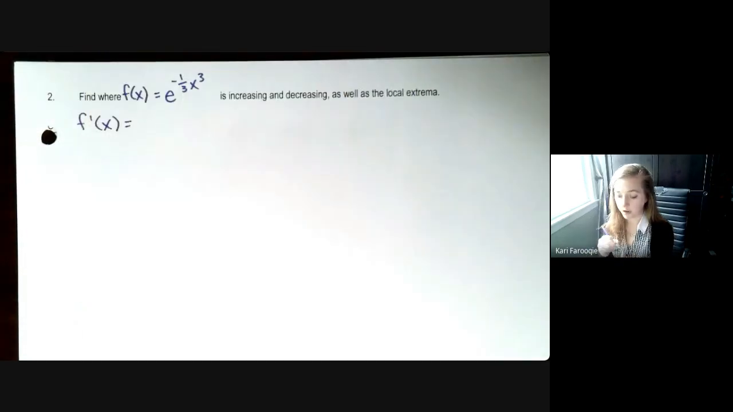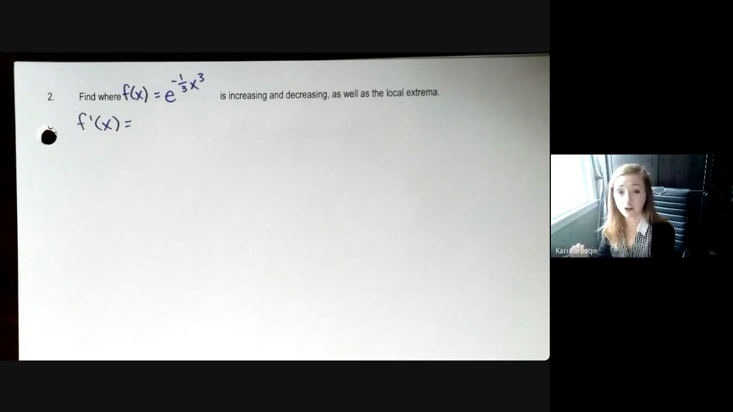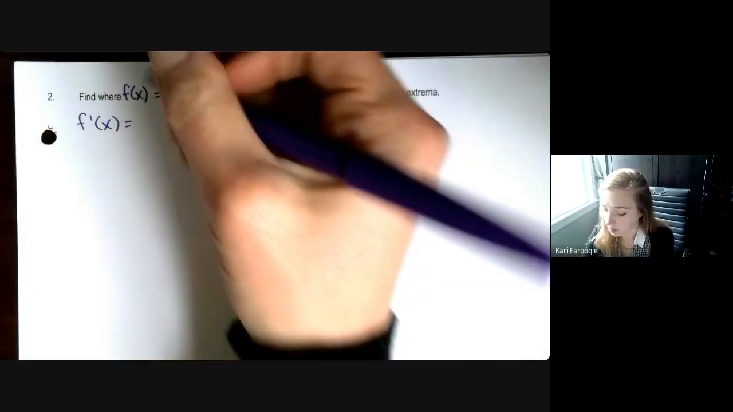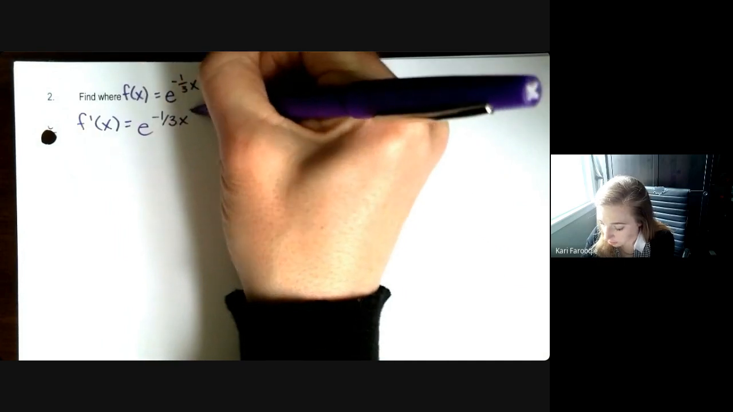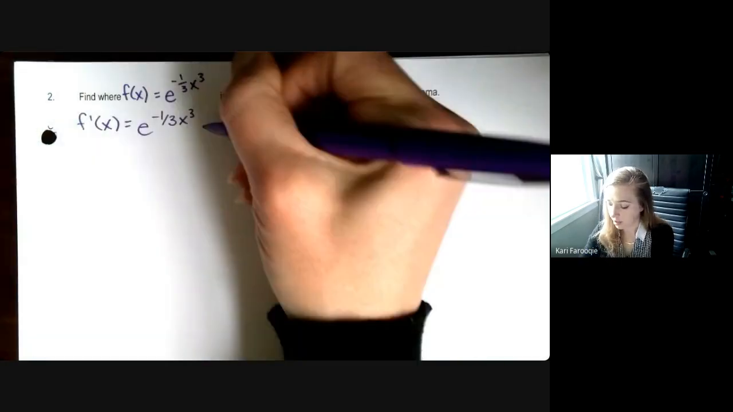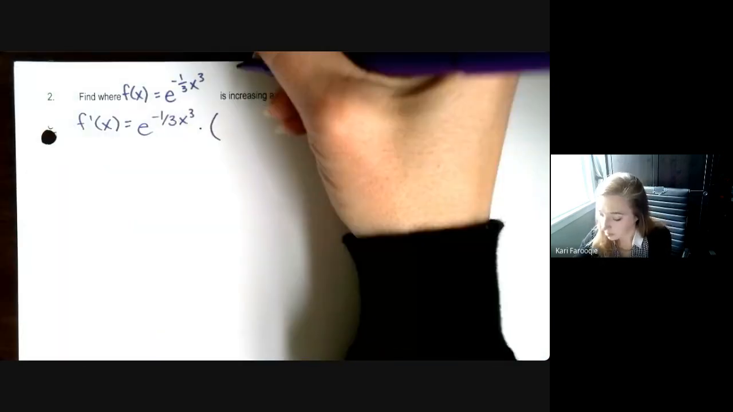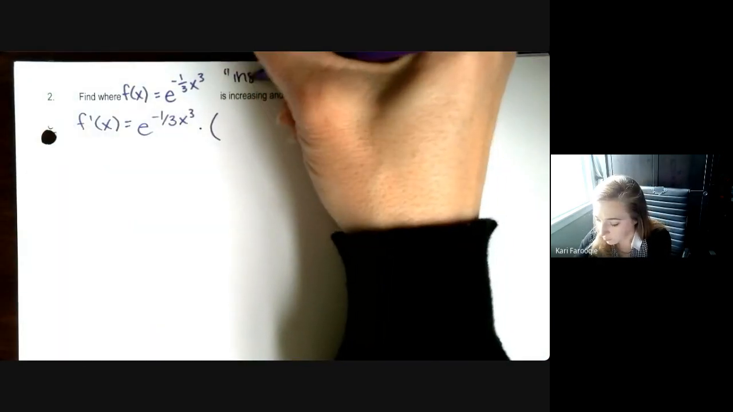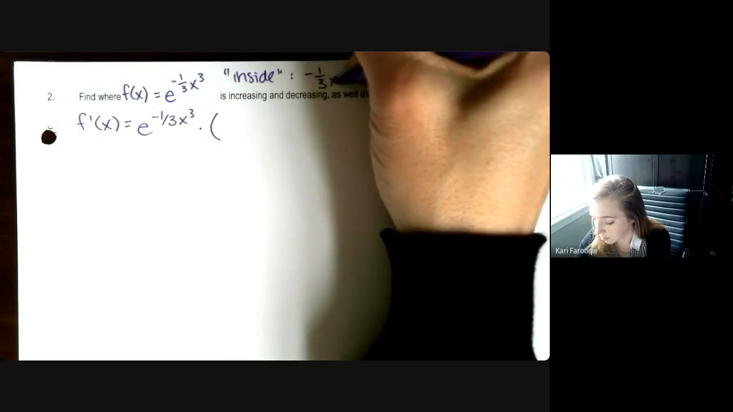All right, so f prime. This is not e to the x, it's e to a function of x, but I don't need the product rule because I'm not multiplying it by anything. I just have a function on the inside in the exponent. So I'm going to leave this function the same, and I'm going to chain on the derivative of the inside function. Now remember, your inside function, in this case, is just negative 1/3 x cubed.